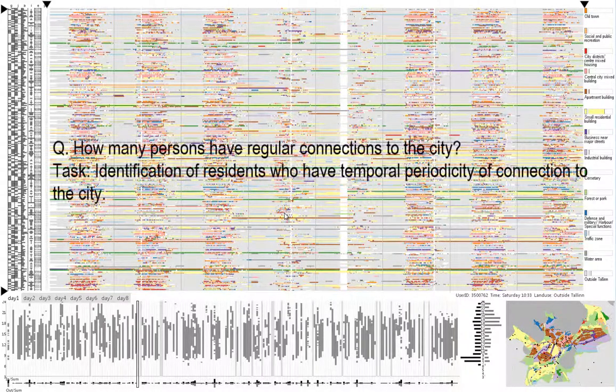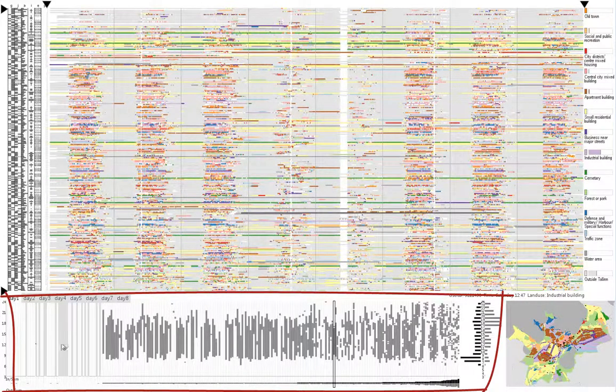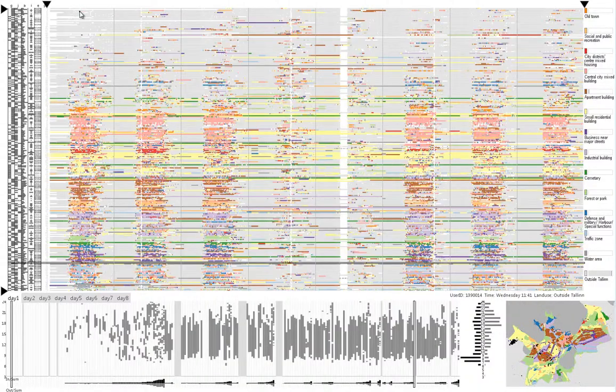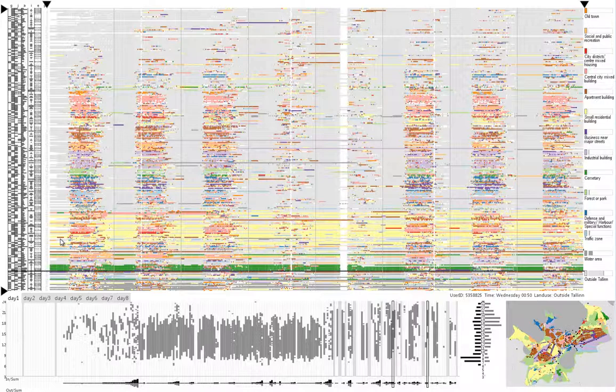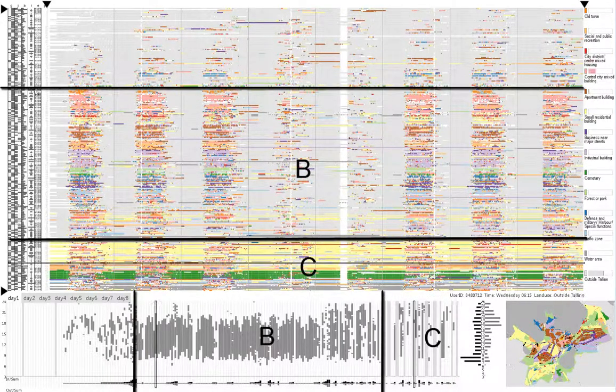For example, for a question about how many persons have regular connection to the city, we firstly sort suburban residents in ascending order of the number of times they were entering the city on the first day. We then sort them by land use types visited by residents at working time, for example 11 a.m., leisure time, for example 8 p.m., and home time, for example 2 a.m. The result of this 4-level multiple sorting is several visually identified clusters of colored rectangles, like the groups B and C in the sequence view.